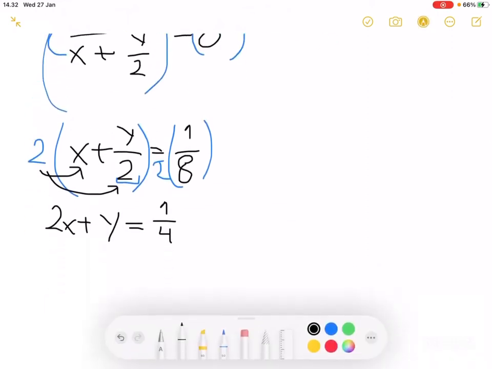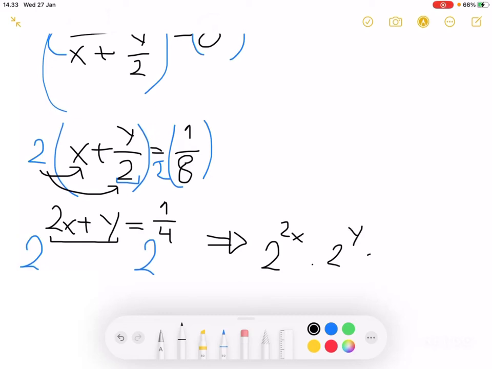Now it seems we're pretty stuck, but I want to do a clever trick. Let's raise 2 to both sides: 2 to the 2x plus y, and 2 to the 1 over 4. You'll see why I did this later. Notice that addition of exponents is the same as multiplying the powers separately. So we'll have 2 to the 2x multiplied by 2 to the y, using an exponential rule, and this is equal to 2 to the 1 over 4.